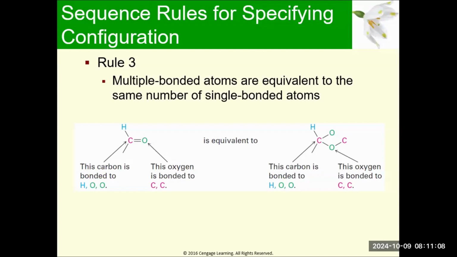Rule 3: multiple bonded atoms are equivalent to the same number of single bonded atoms. So here, this carbon would be the same thing as if I visually saw it as a carbon with an oxygen and oxygen. Now this oxygen is bonded to a carbon here. And so ultimately, it is going to be the higher priority. But again, this is the same thing as saying this.